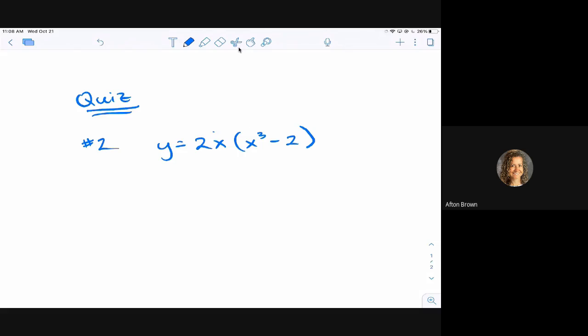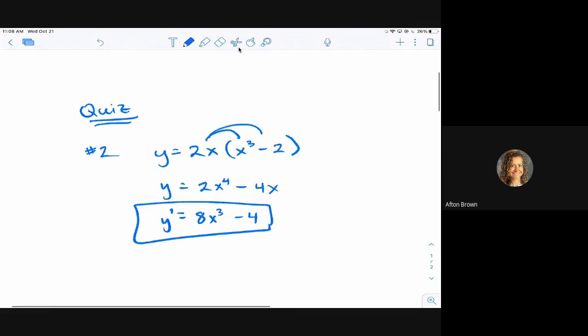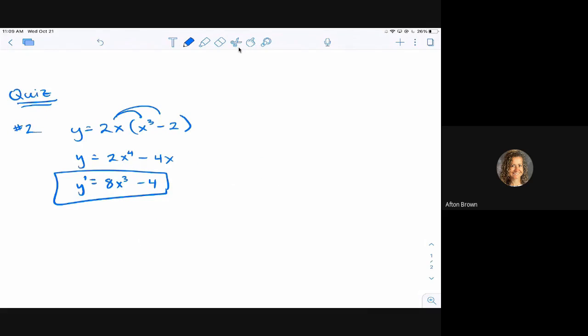Distribute. So you can distribute, and if you distribute, you would get 2x to the 4th minus 4x, right? Then you would take the derivative, and we get 8x cubed minus 4. So this is how we've done it previously. I want to show you how we could apply product rule to this exact same question.